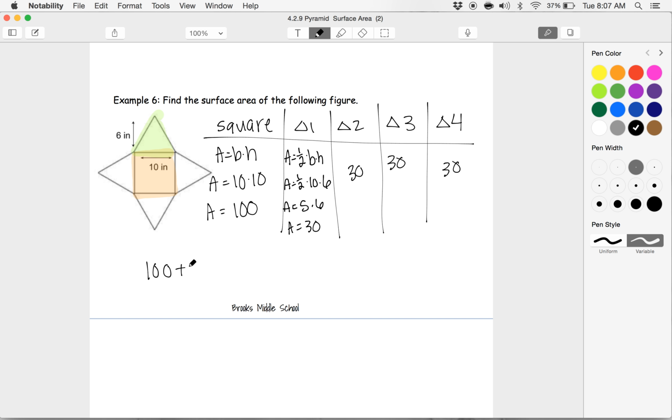I get 100 plus 30 plus 30, plus 30, plus 30. If I add all those up, let's see what we get. Looks like we get 220 inches squared.